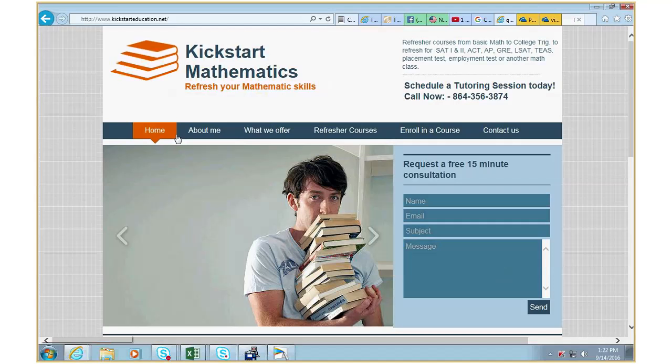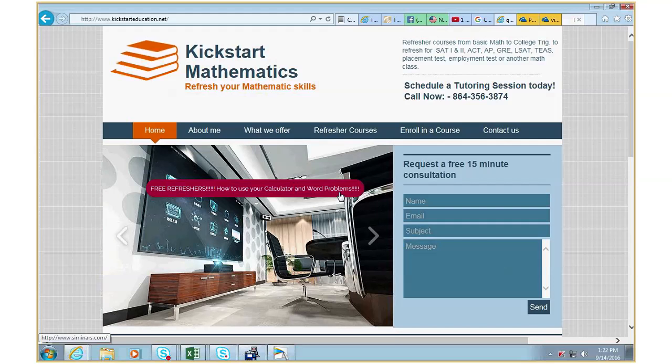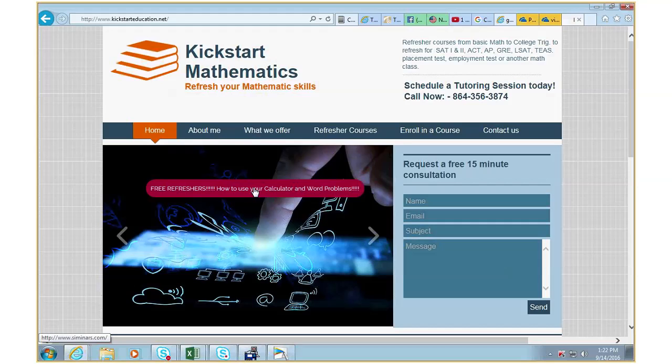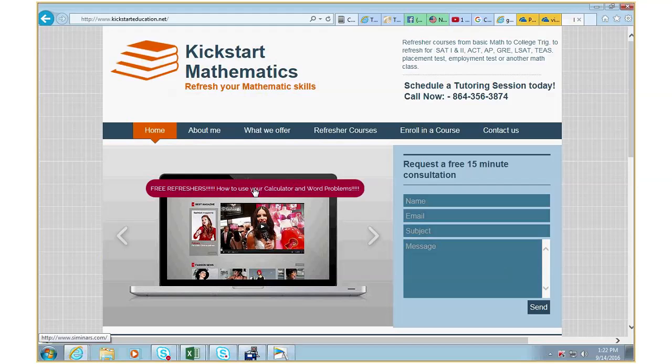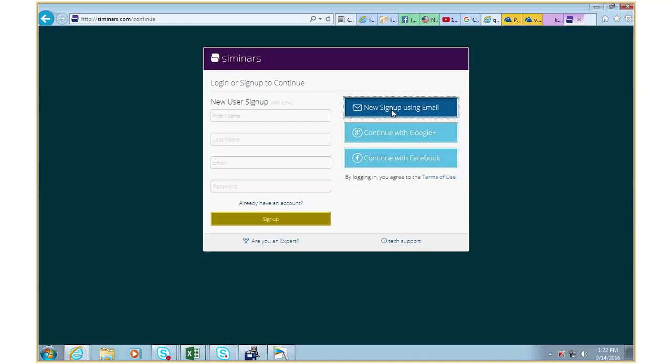How to work your calculator. Look at there. I got two free refresher classes, one on how to use a calculator and one on how to do word problems. So you need to click on that, put your first name, last name, your email address, and a password, and then look up Kickstart. When you click on it right here, it'll take you to this sign up, and you sign up right there and put those things. After you sign up, do a search for Kickstart, and it'll be there. So you can do the free word problem and free calculator class. Okay?